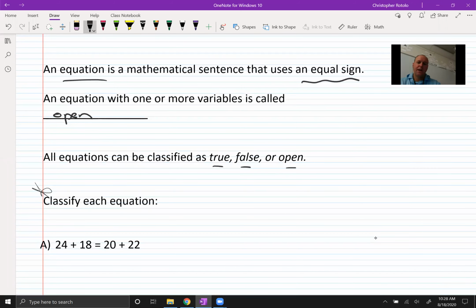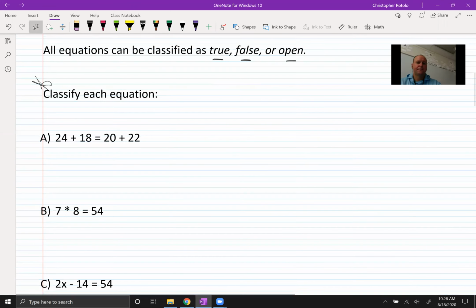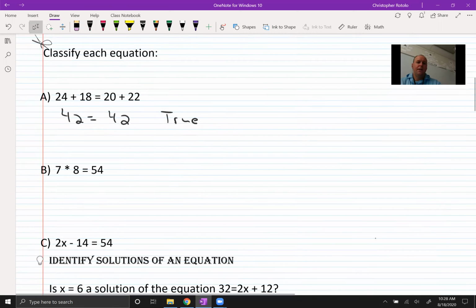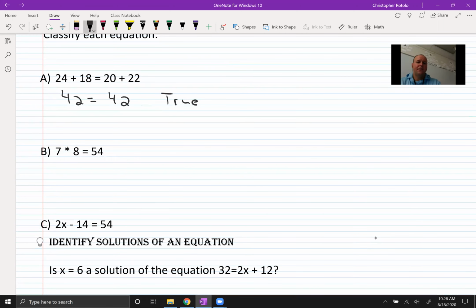So I'm going to classify the next set here. If we add these together, we're the whole way up to 42, and this one is a little more obvious that it is 42, so this one happens to be true. All right, 8 times 7, 7 times 8, that's 56, right? 5, 6, 7, 8, and that's 54. This is not true, so it's false, because those are not equal.